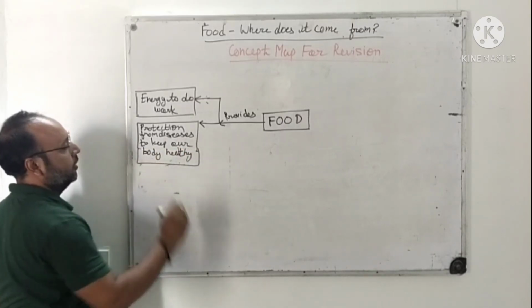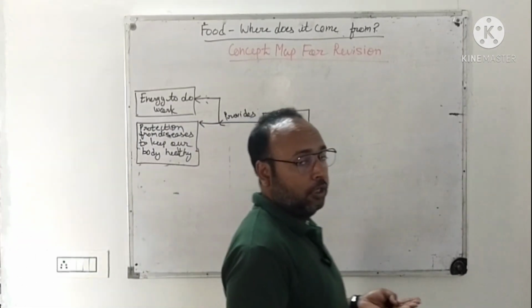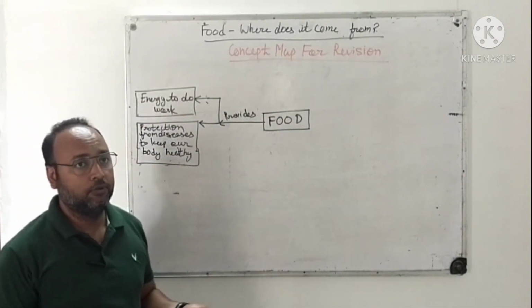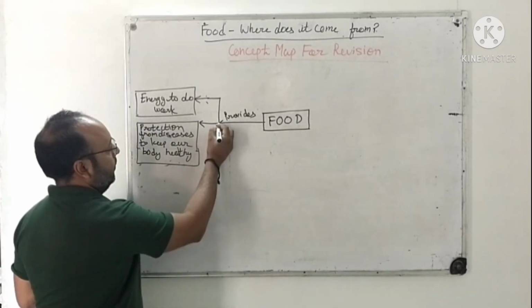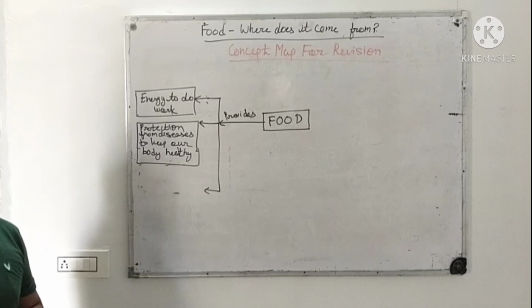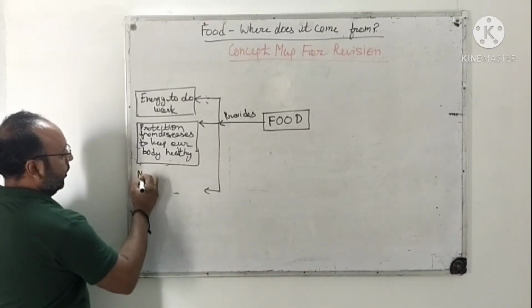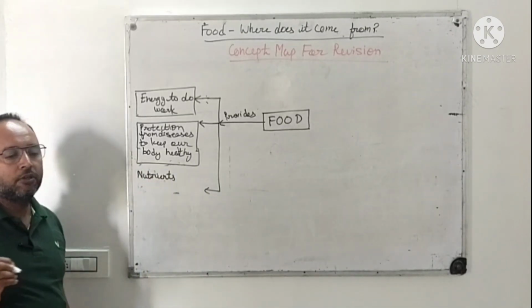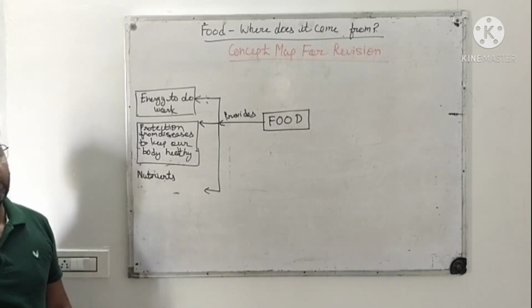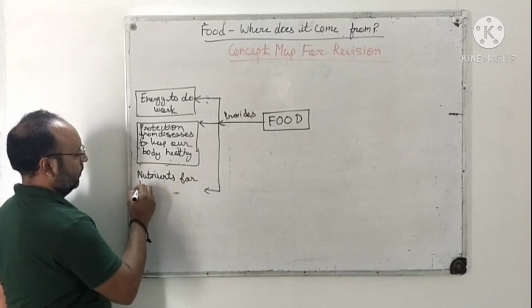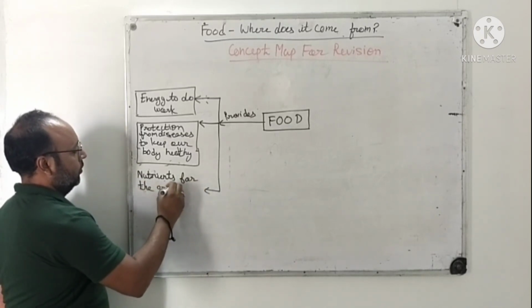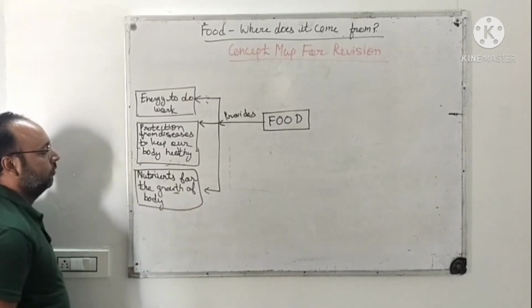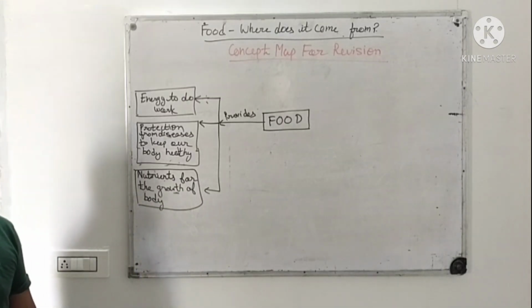That's why you might have heard that an apple a day keeps the doctor away, right? So this kind of food we need because it helps protect our body from diseases. And one very important thing, it provides nutrients. Children, you all know what nutrients are. Nutrients are required, badly required, for the growth of the body.